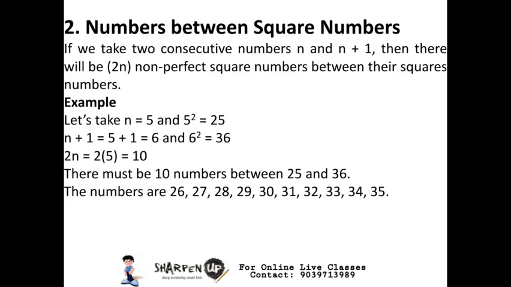So instead of counting from 25 to 36, we directly know that the number of non-perfect squares between 25 and 36 would be 2n. That means what was our n? It was 5. So 2n means 2 into 5, that means 10. So there are 10 non-perfect square numbers between 25 and 36.